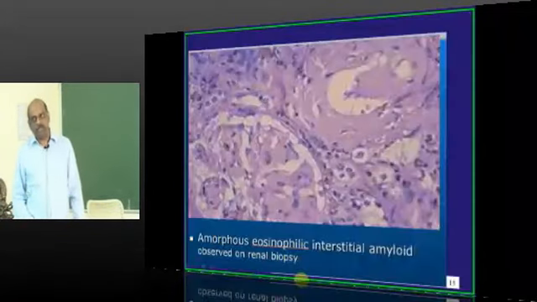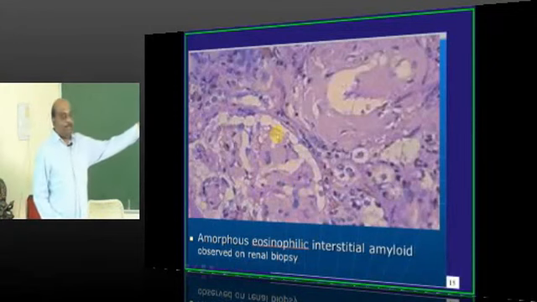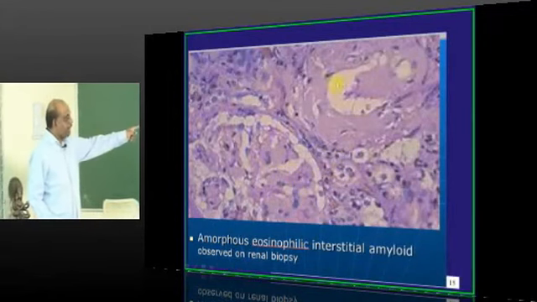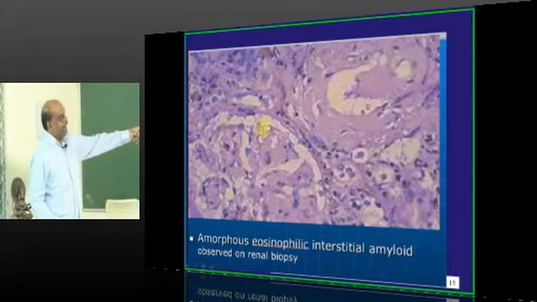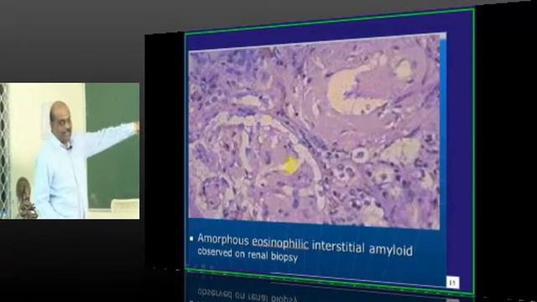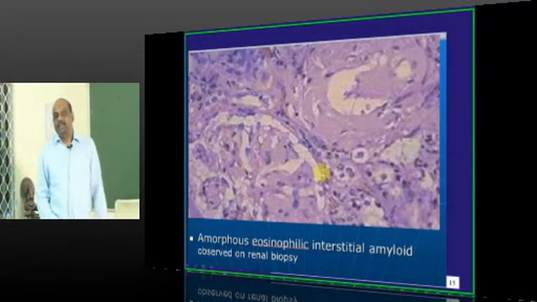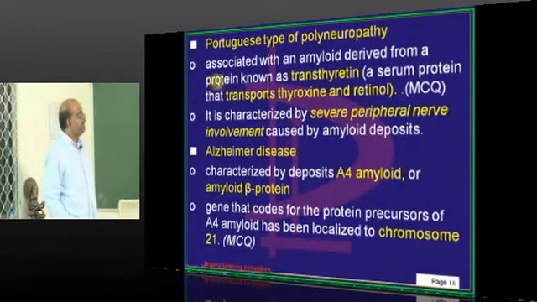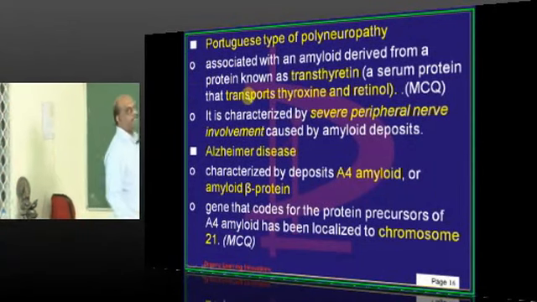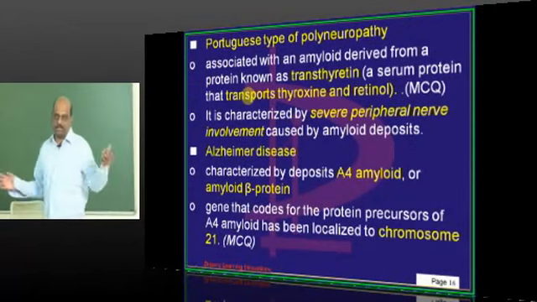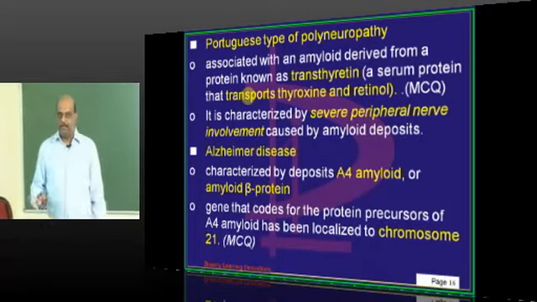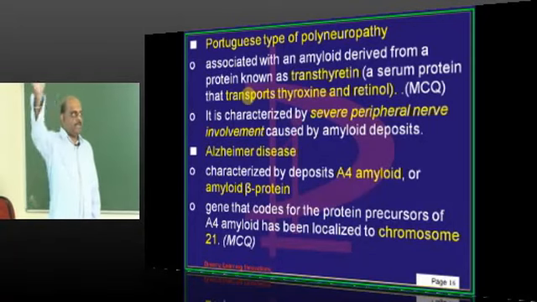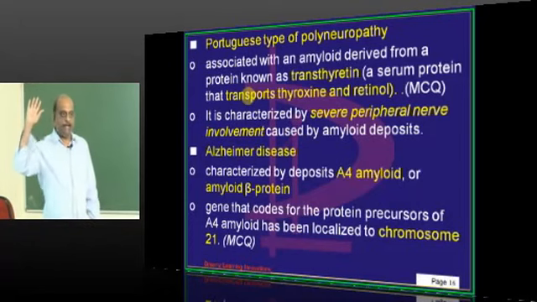to secondary amyloidosis. This is an example of those eosinophilic amorphous amyloid deposited interstitially in the kidney in a patient who is having renal amyloidosis, which is generally the thing seen in secondary amyloidosis. Then there are some miscellaneous scenarios of amyloidosis other than primary, secondary. Right, doctor? Primary is AL type, secondary is AA type.